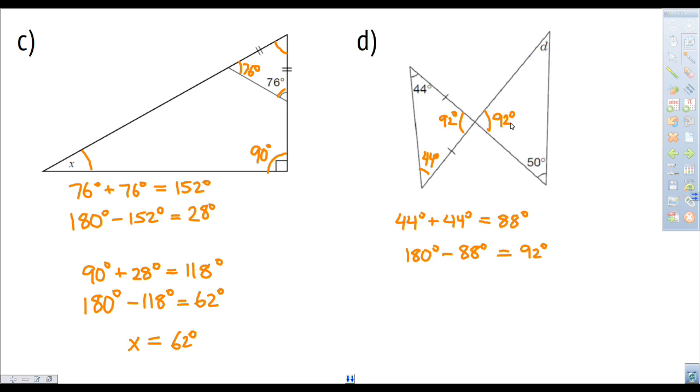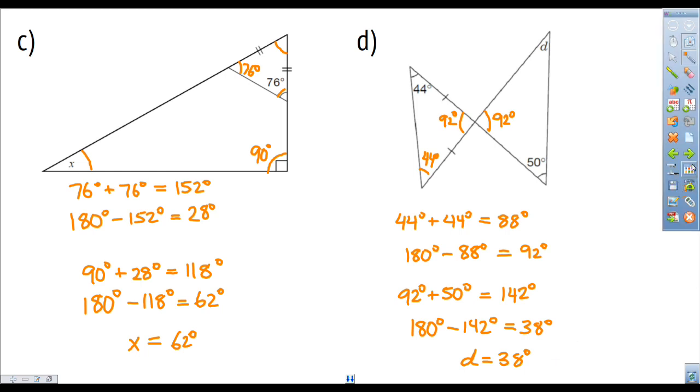So again, we're going to use that strategy. Let's add those angles together. All right, so 92 plus 50 will get me 142 degrees. And then what I'm going to do is I'm going to take 180 degrees, take away 142 degrees. So that should get me 38 degrees. Okay, so that's what D is. So again, we had to find information about a separate triangle to help me get information about the triangle where the angle is nested in.